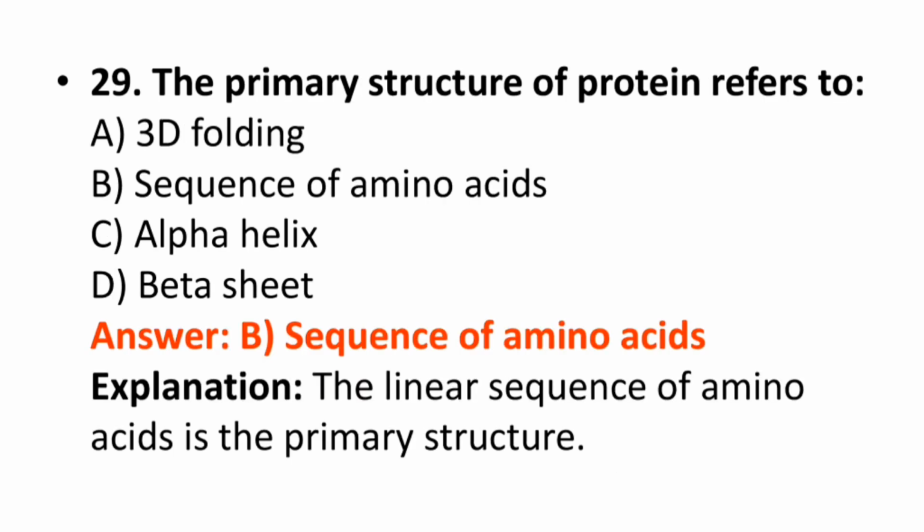The primary structure of proteins refers to option A, 3D folding, option B, sequence of amino acids, option C, alpha helix, option D, beta sheet. The correct answer is option B, sequence of amino acids. The linear sequence of amino acids is the primary structure. The primary structure of protein refers to option B, sequence of amino acids.